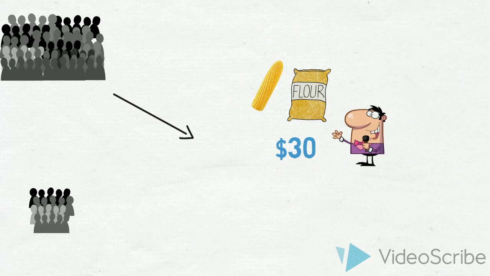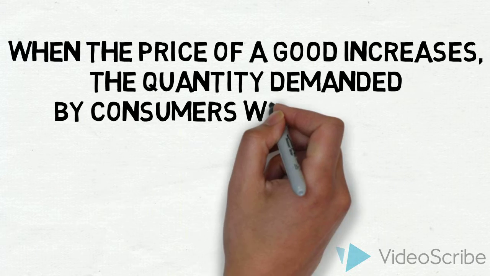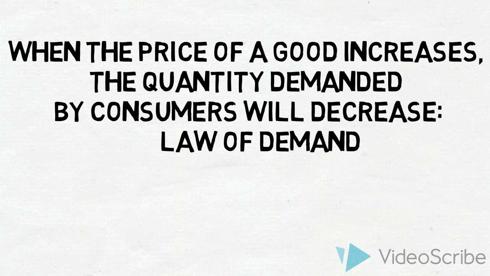People are always going to act in their own best interest. This is one reason why incentives matter. So when the price of a good increases, the quantity demanded by consumers will decrease. This is called the law of demand.